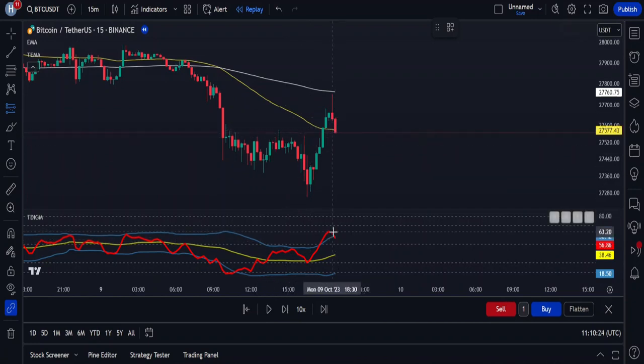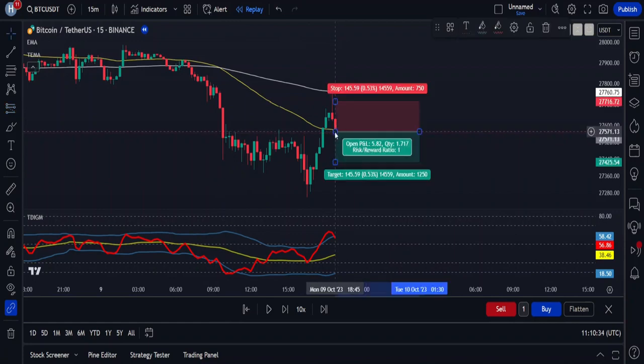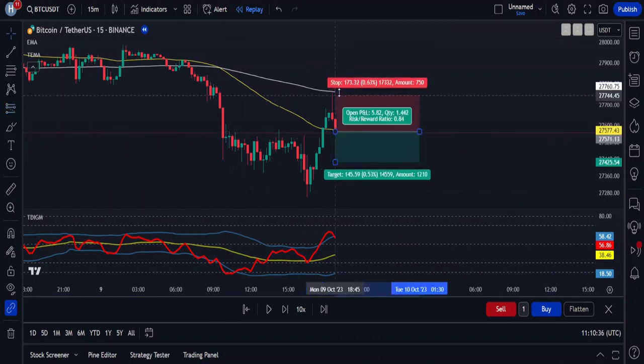However, we also need to be cautious of the RSI indicator crossing below the lower Bollinger Band, indicating an oversold market. In such cases, we shouldn't enter the position as the market could potentially reverse again soon. However, this isn't the case here, so let's enter into the position.